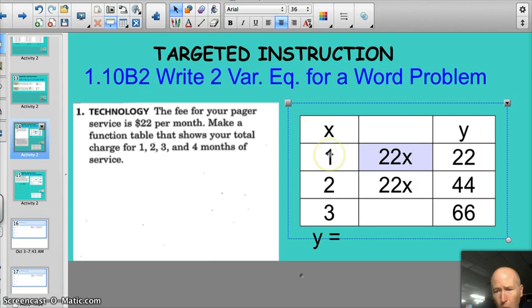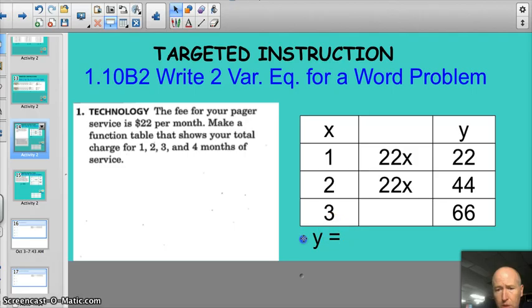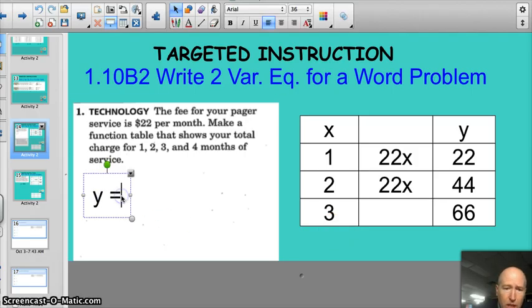So 1 times 22 is 22. 2 months times 22, or 22x, is 44. So our equation for this one, I'm going to slide it over here to make sure it shows up, will be y equals either x times 22, or the way I like to write it, 22x.